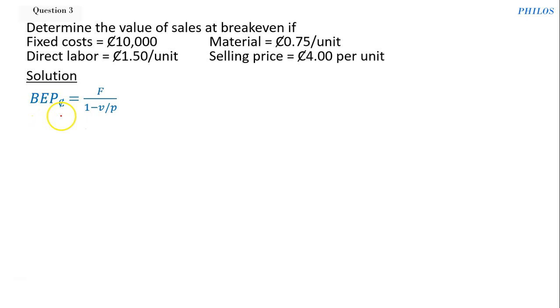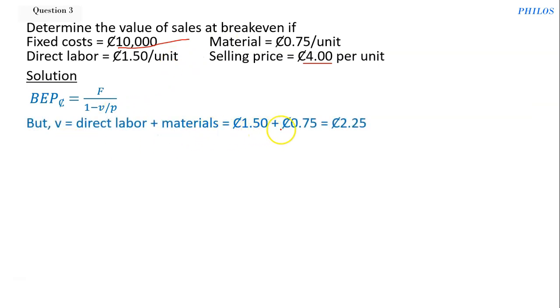So break-even point in cedis should be equal to fees cost divided by 1 minus V over P. Now when you look at the question, we have the F to be 10,000. We have the P, which is the selling price, to be 4 cedis, but we do not know the variable cost. So to get a variable cost, since labor and material are variable cost, we need to add them together. So variable cost is equal to 1.5 plus 0.75, and that will give you 2.25 cedis. So that's the variable cost.